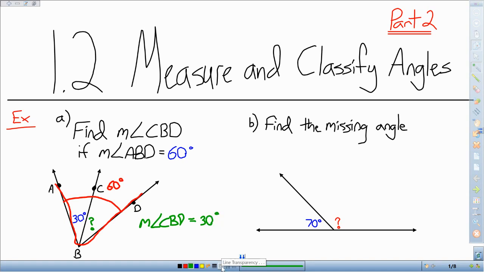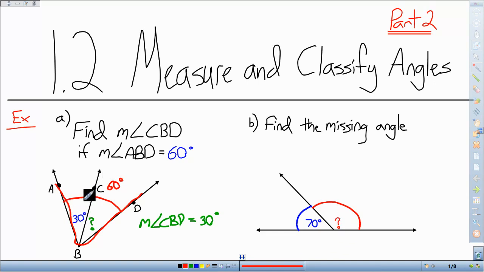All right, let's take a look at letter B. On this one, it's just saying find the missing angle. They're not naming the angles, and the only thing they're telling us is that this one right here is 70 degrees. And they want us to find this one, the red one. That's what we're asked to find. How do we do that?